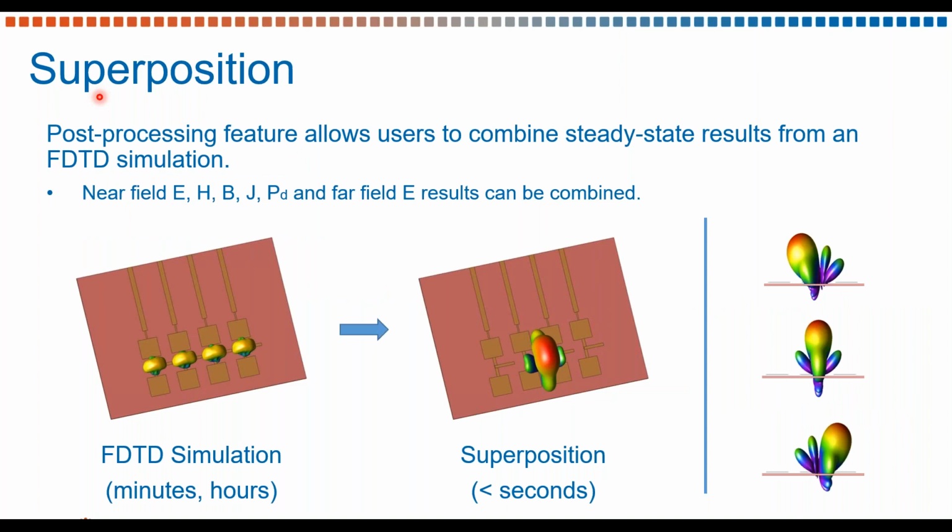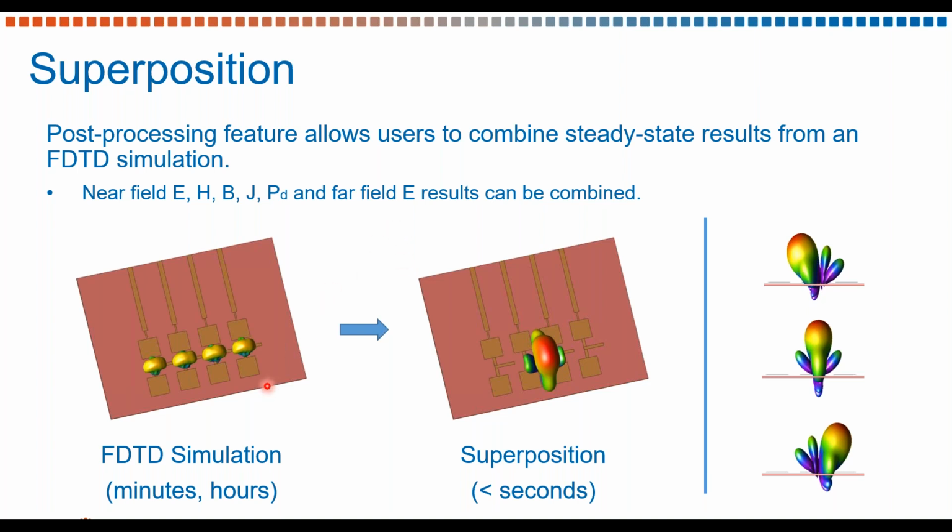So the first feature released in XF 7.9 is the superposition. This is a post-processing feature which allows users to combine any steady state results from a single FDTD simulation. It offers near field results that can be combined: E fields, H fields, B fields, the current densities, or even dissipated power, and it also allows users to combine far field results as well.